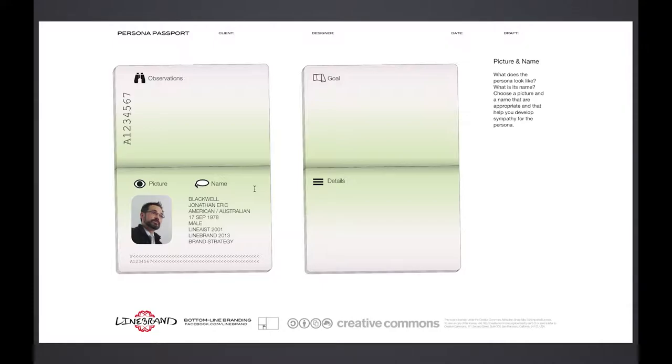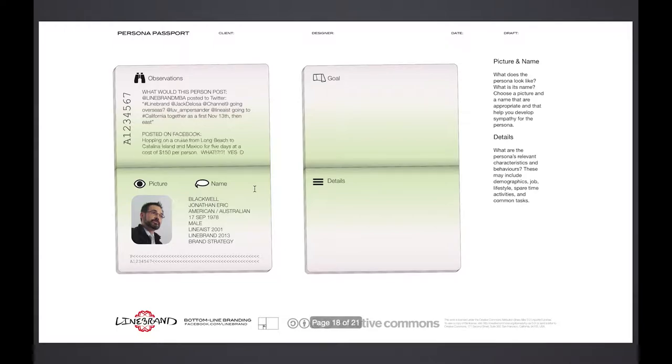So moving forward, we start to ask what this persona's relevant characteristics and behaviors are. So their demographics, job, lifestyle, spare time, common tasks. And in doing that with the Linebrand persona passport, you can think about what they would post on Twitter, in this case, mentioning Jack DeLosa and his Channel 9 appearance and some Linebrand travel. And also what the person might post on Facebook. So if you're hopping on a cruise to Catalina Island, you might want to share that with people on Facebook.